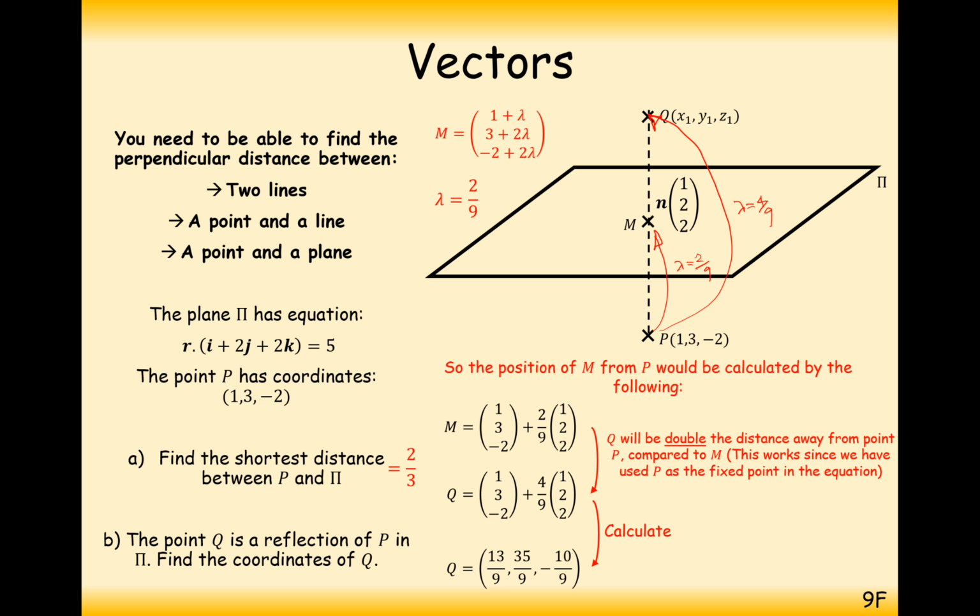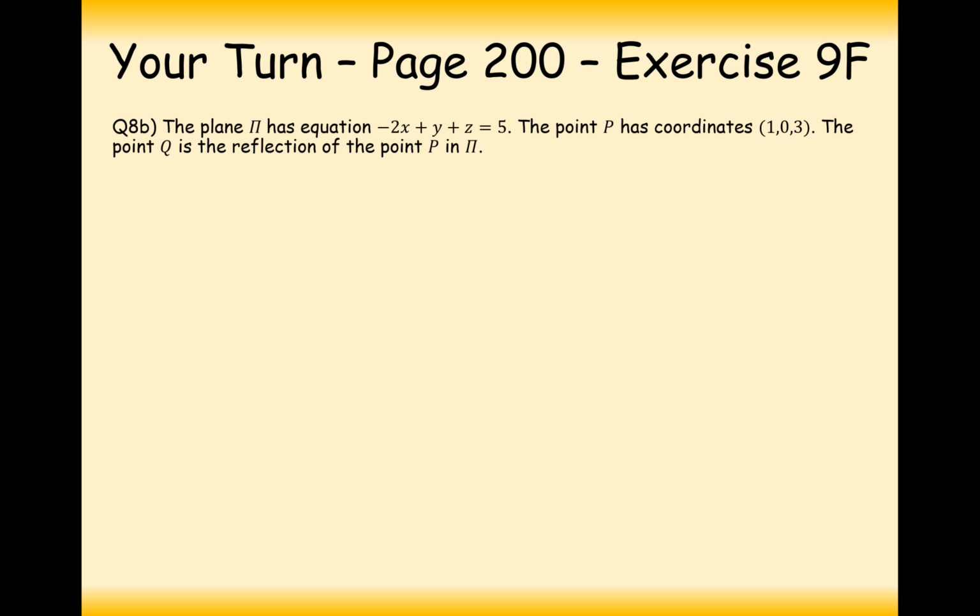We start off by initially setting up a vector that starts at P and goes up towards the plane at M. It goes up in the direction vector perpendicular to the plane. Find the value of lambda by substituting it into your equation of your plane, and then find lambda, double it to reflect the point. Your turn to have a go at a question here.